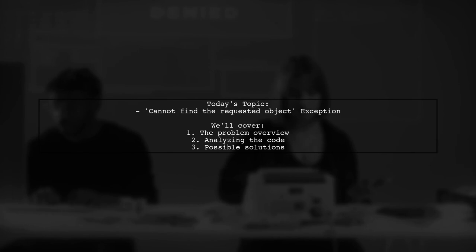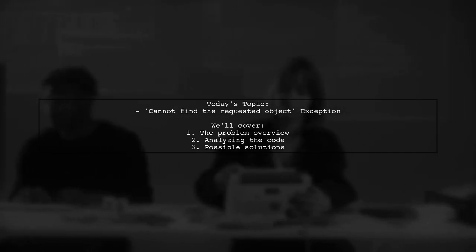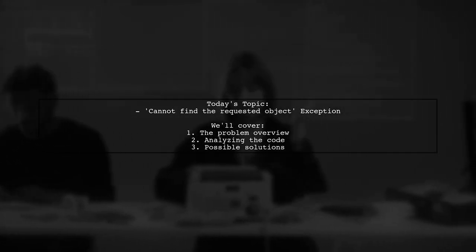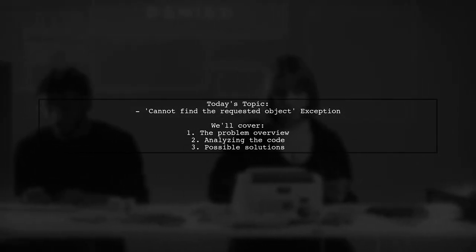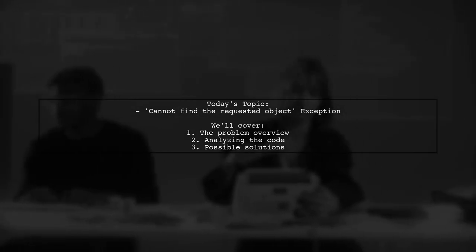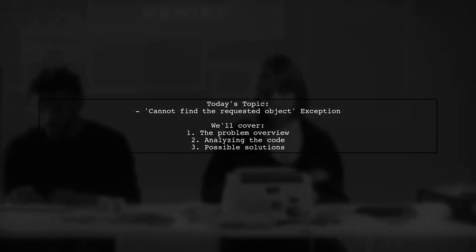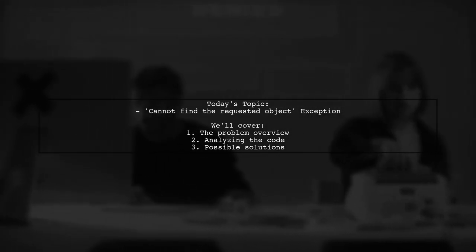Today, we're tackling a frustrating issue that many developers encounter when working with certificates. Our viewer is trying to create an X509Certificate2 from a string, but they're running into a "cannot find the requested object" exception. Let's break down the situation and see how we can help them resolve this problem.